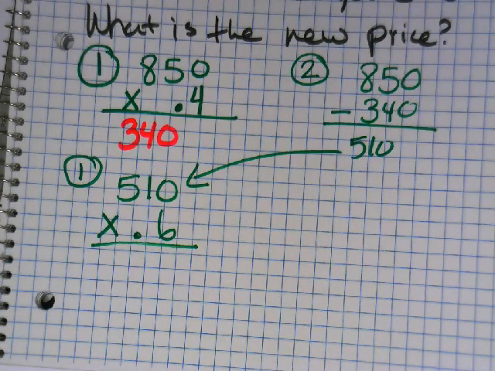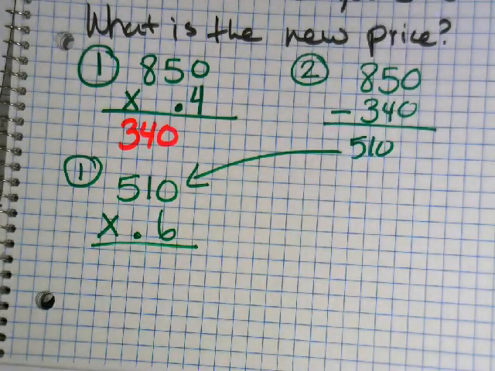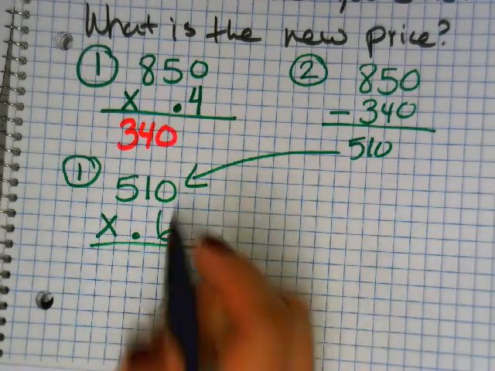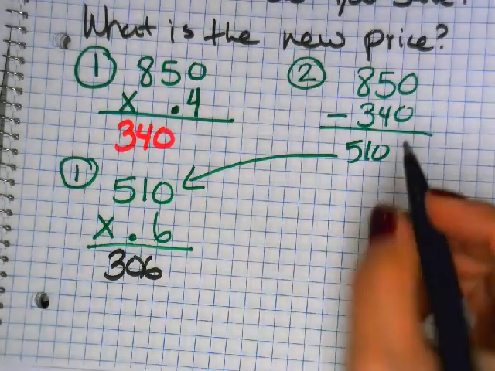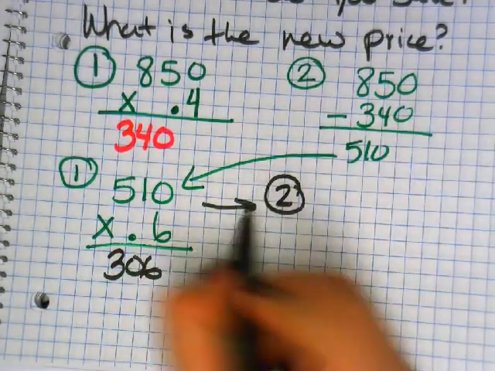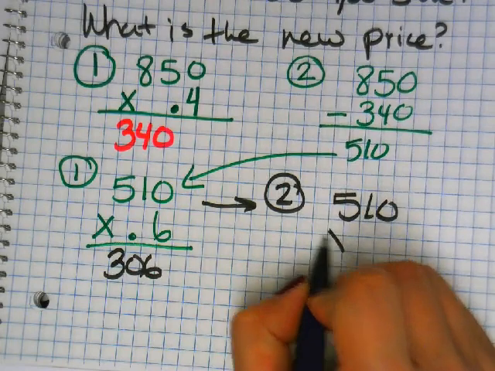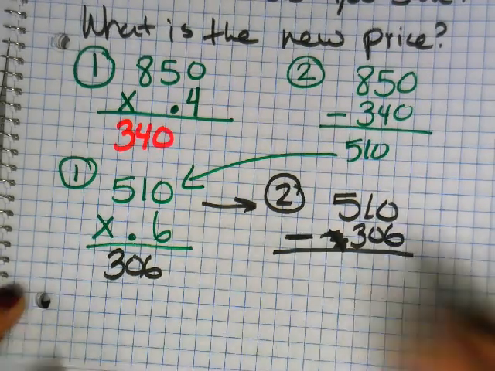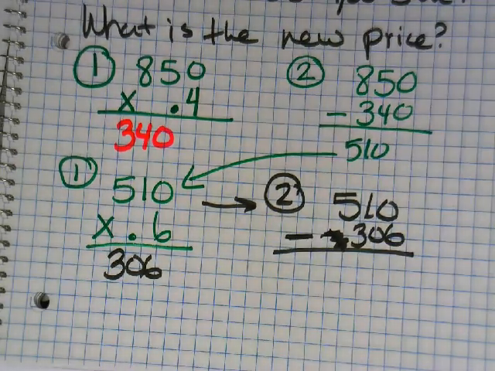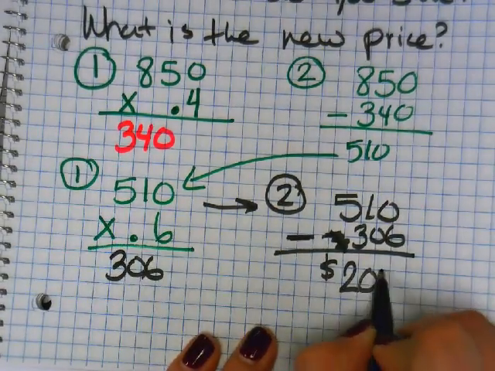What's our last step? Not the original. So what do we get with 510 times 0.6? 306. And then step 2, we take the 510. We know 850 no longer exists. We don't use it. Then we're going to subtract 306. 510 minus 306. And what do we get? 204.